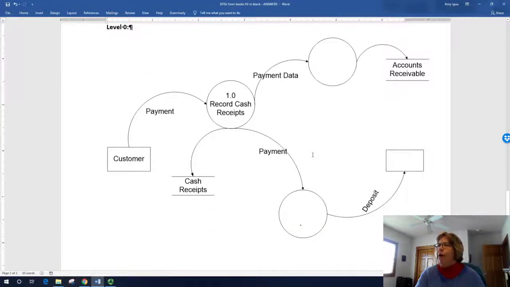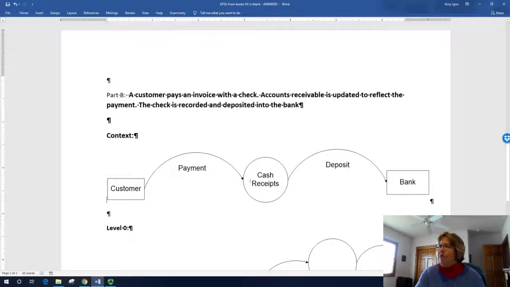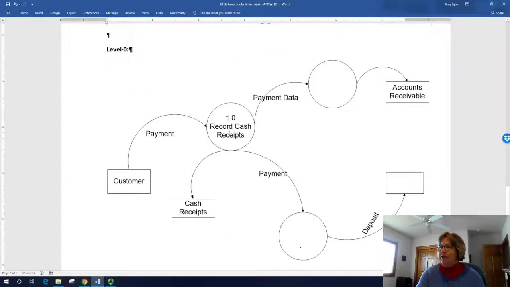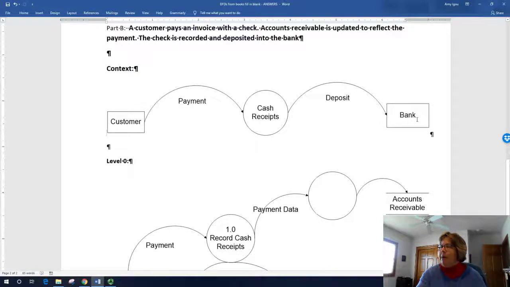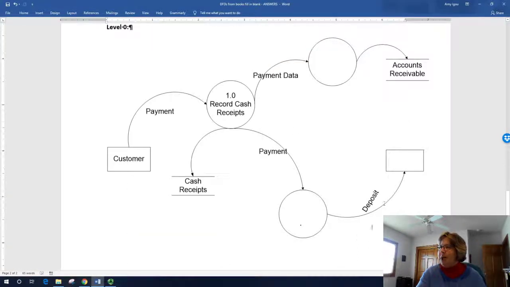Now if we look at our level 0, we can see that we're breaking down this process, cash receipts, into 3 things. We're recording the cash receipts, then we have a process that's going to accounts receivable, and then we have the deposit. Let's start with our data sources and destinations. We already have our data source as a customer, and we know our data destination from up above. We have a bank, and this would go here, which makes sense because of the deposit. So we'll fill this in with bank.